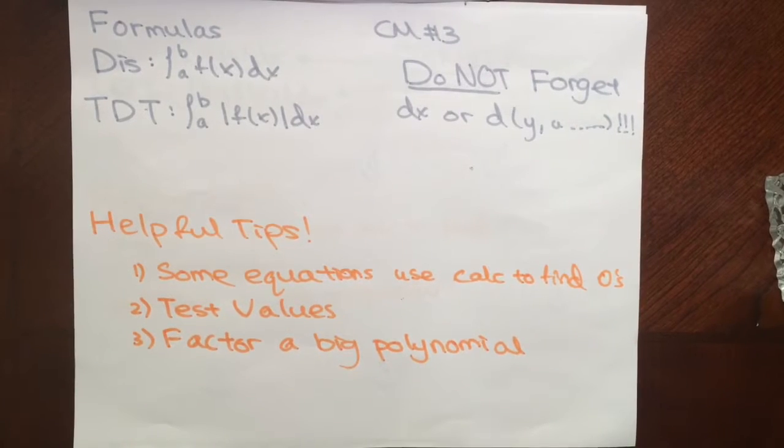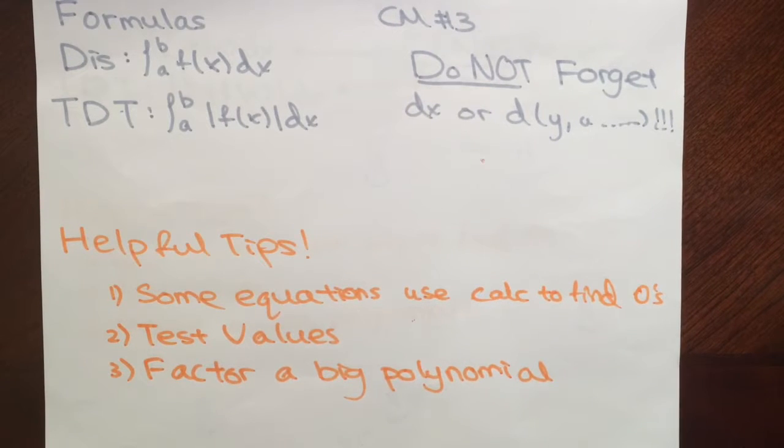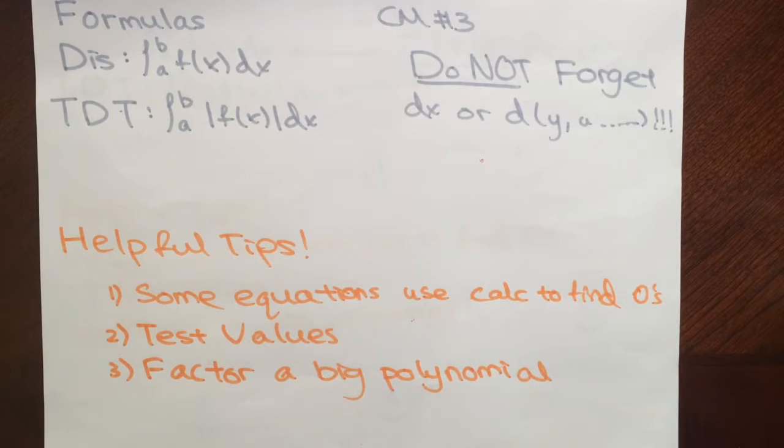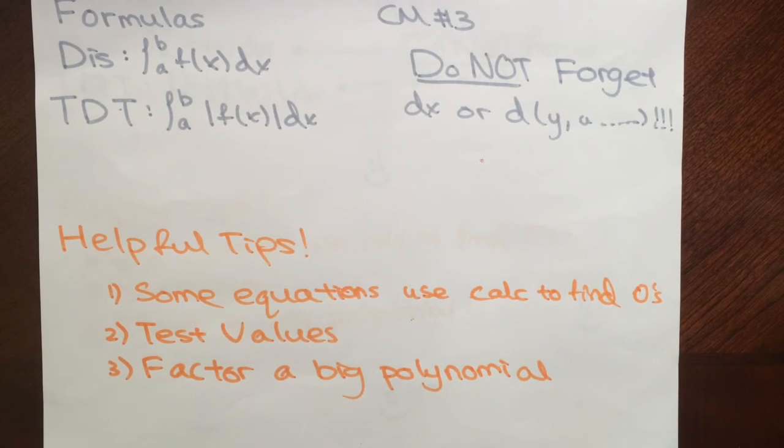This is helpful as now you know where to separate the integral in the interval of a to b to find displacement and total distance traveled. Some other helpful tips are to test values and try to factor a big polynomial if a calculator is not allowed, which is a pretty big probability. So this concludes the topic of displacement versus total distance traveled.